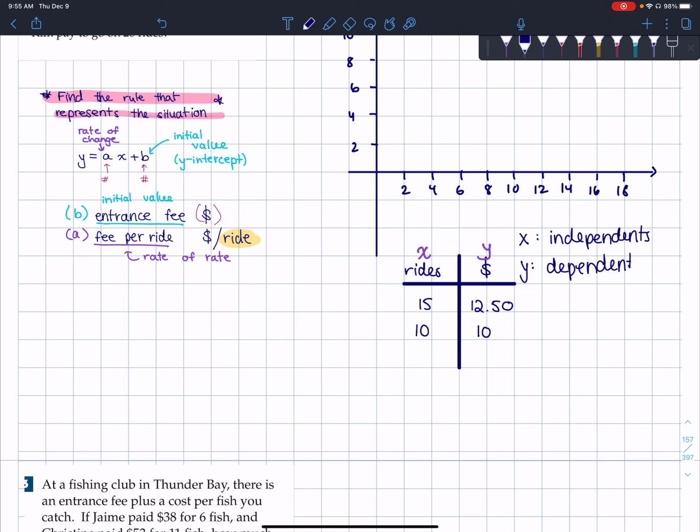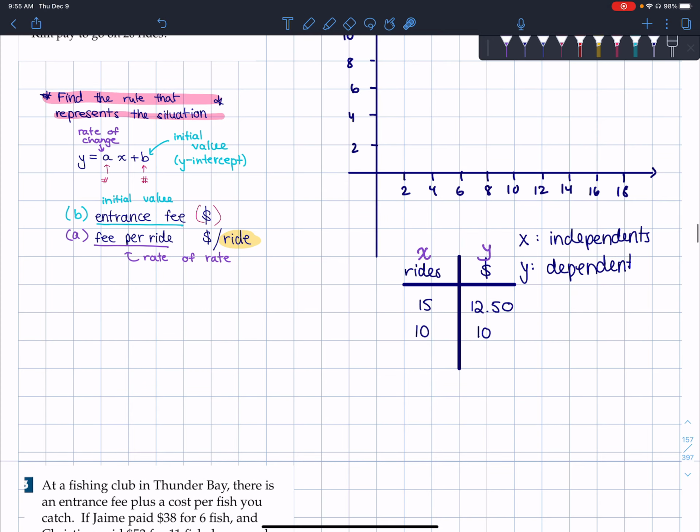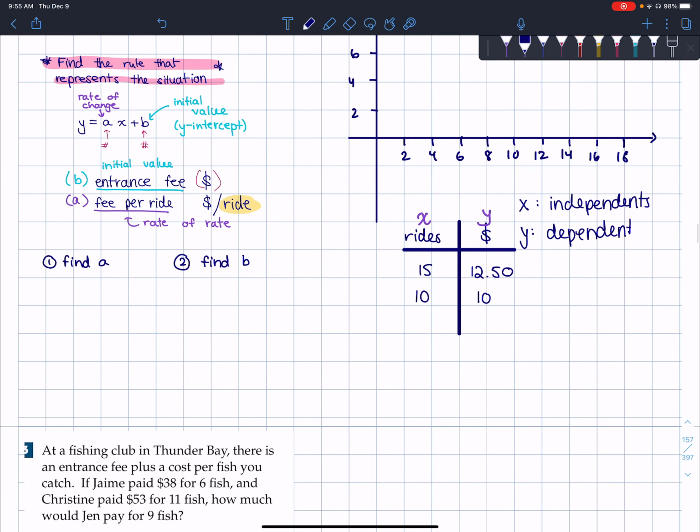So to find the rule, depending on what you're given, it's always different. So here, since we have 2 points, the steps are going to be, first, find your A, which is your slope, or your rate of change. Your second step is going to be find your B. And then your third step is writing the rule, putting all of that together. So to find A, look at your notes.